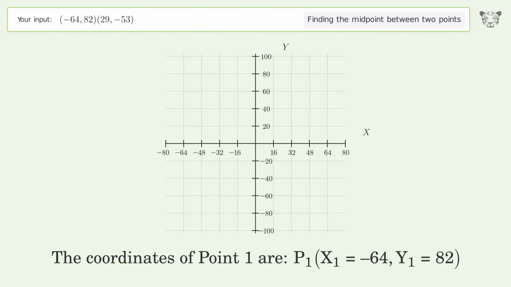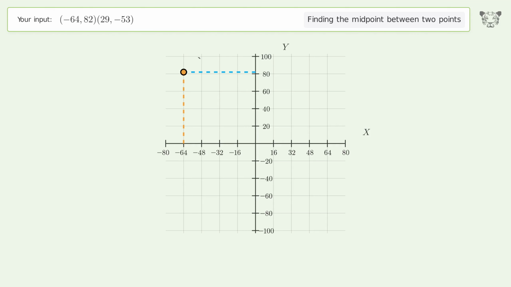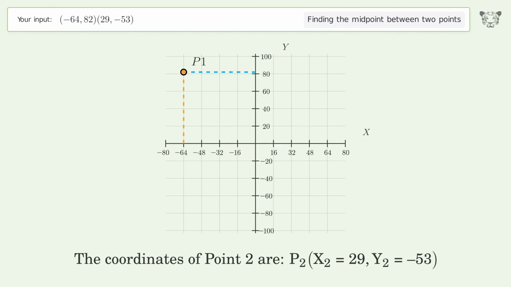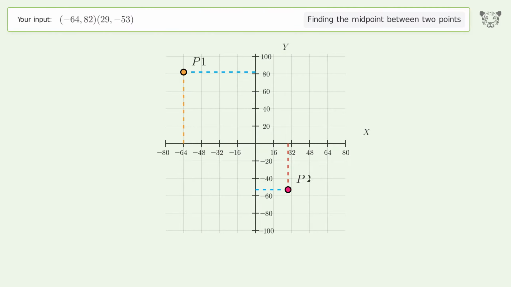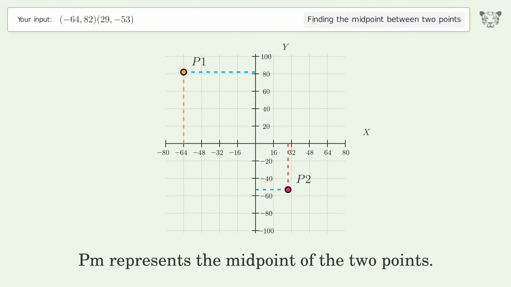The coordinates of point 1 are, x1 equals negative 64, y1 equals 82. The coordinates of point 2 are, x2 equals 29, y2 equals negative 53. PM represents the midpoint of the 2 points.